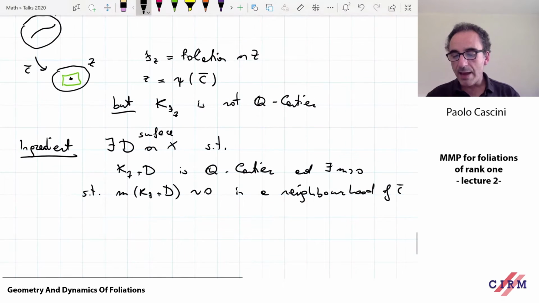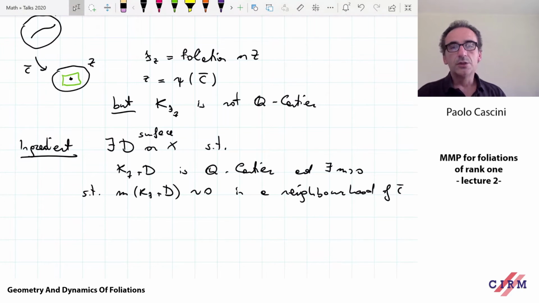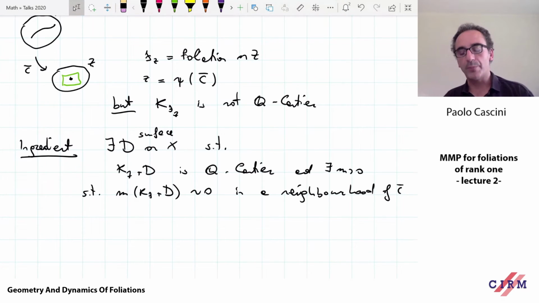So you see, F is negative on C bar, and C bar is just P1. So along C bar, it's very easy to obtain such equality, right? Because Kf times C bar is actually -1. So we just need to find a surface which meets the curve in one point.